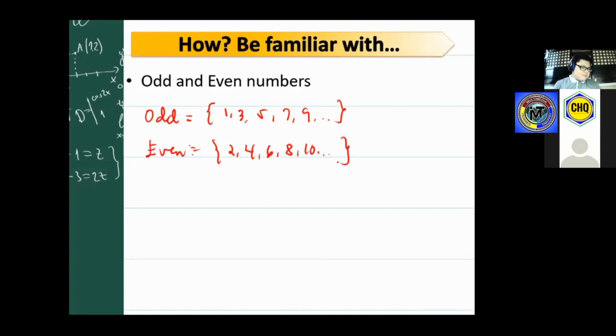Same case with negative numbers. -1, -3, -5, those are negative odd numbers. -2, -4, -6, -8, -10, those are negative even numbers. What about 0? Is 0 odd or even? Please take note, 0 is even. Kasi kapag dinivide natin sa 2, ang sagot ay 0, remainder 0. Since the remainder is 0, therefore it's even.